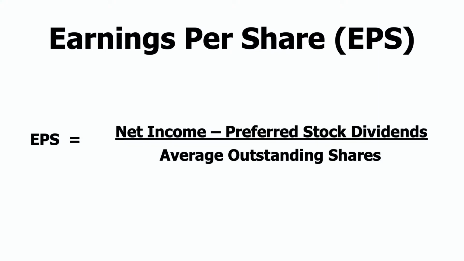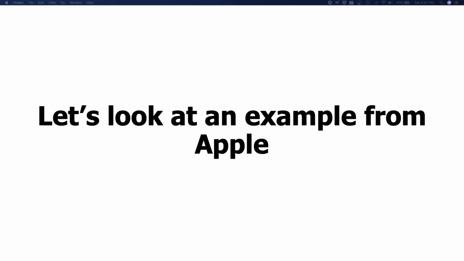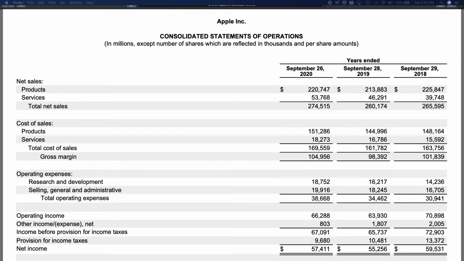So we take the net income minus the preferred stock dividends, and then we divide that by the number of shares outstanding, or the average weighted number of shares outstanding. And then this will give us the earnings on a per share basis. So let's have a look at an example from Apple. Here we can see the consolidated statement. So this is their income statement.